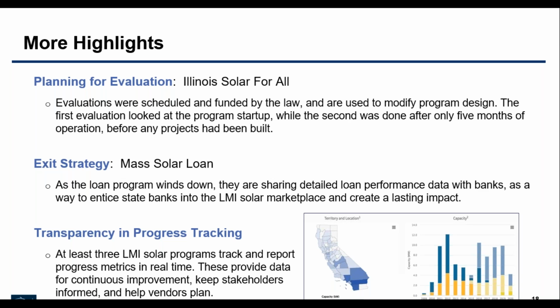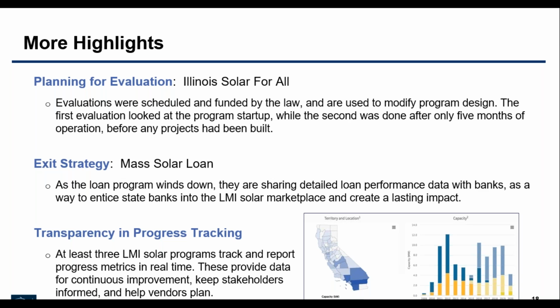At the other end of the timeline is in Massachusetts, the Mass Solar Loan Program, which wound down last year. It's also a loan program, and as it wound down, it did a lot of analysis about loan performance, how the loans were repaid by its customers. And they shared that with banks in the hope that the banks would continue to serve that market segment. They'd continue to provide loans for low-income households going solar.